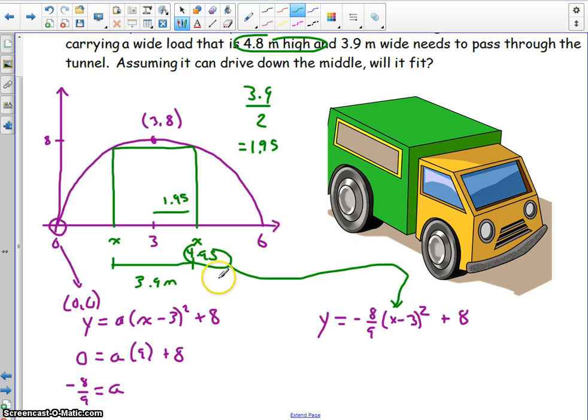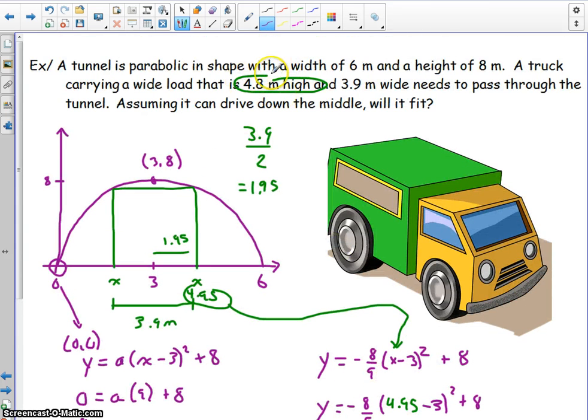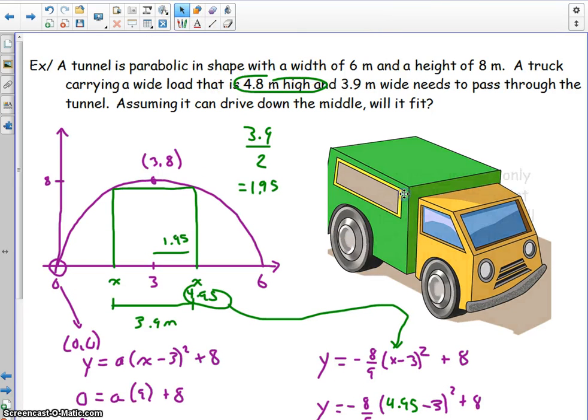So I want you to try that, and let's see what we get. So pause it for now. Okay, so when I subbed the 4.95 in the equation, I got exactly 4.62 meters for the height of the tunnel. So the tunnel's 4.62 meters tall, and the truck is 4.8 meters tall. The truck just simply won't fit. So that's going to be our conclusion there.